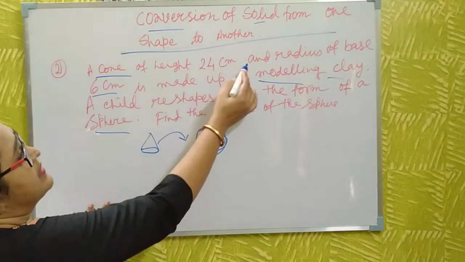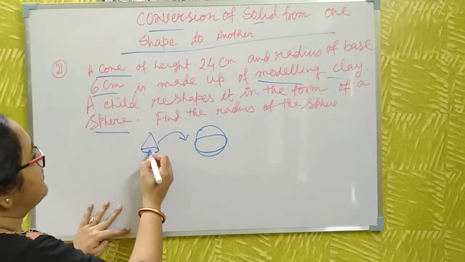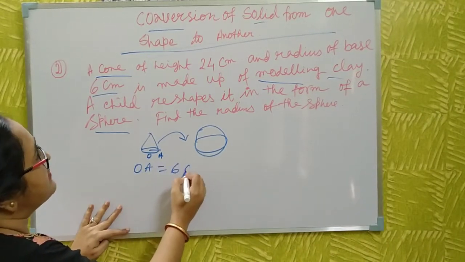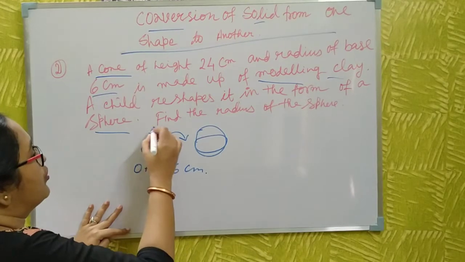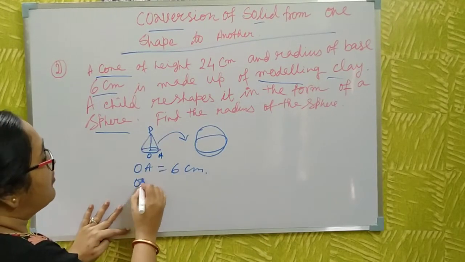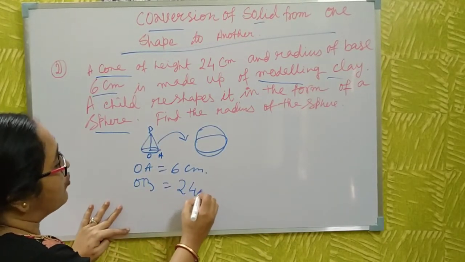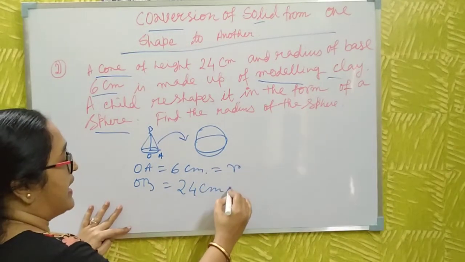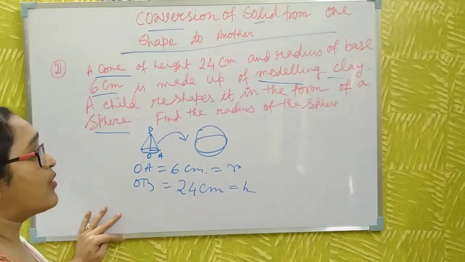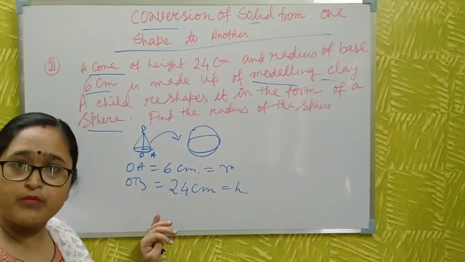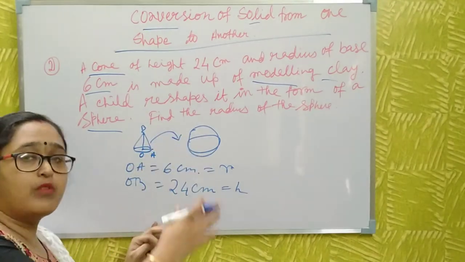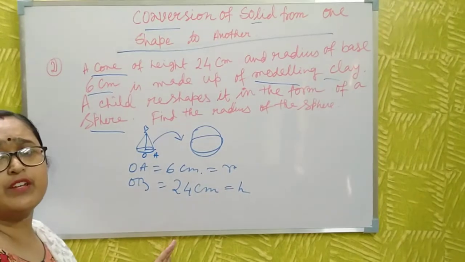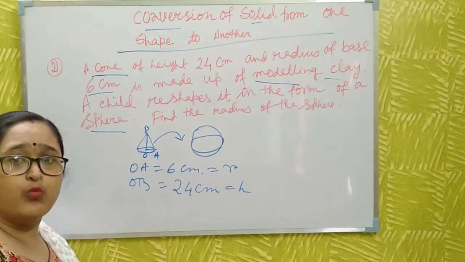Let the radius of the cone be OA, which is 6 centimeter, and the height of the cone, OB, is 24 centimeter. Now you just find this is R and this is H also. What is the process? You just find the volume of the cone and you find the volume of the sphere also. You know the formula of volume of cone. I already discussed it in mensuration 1, lecture 1.